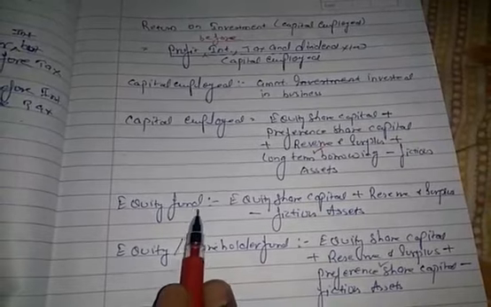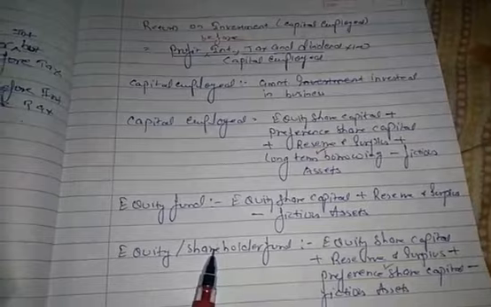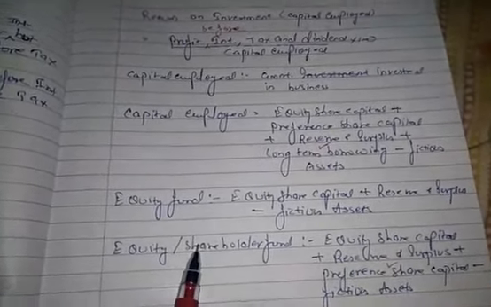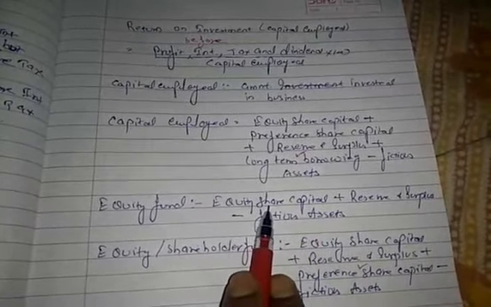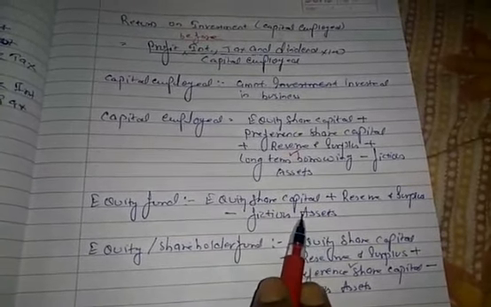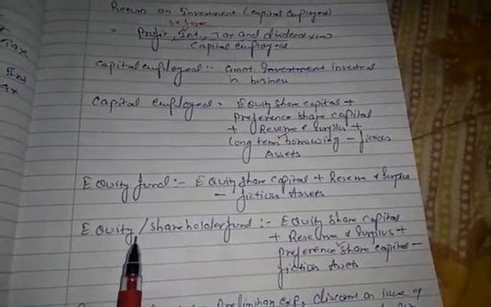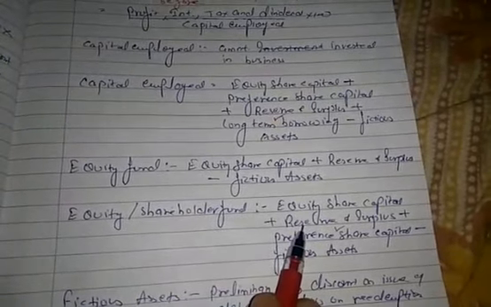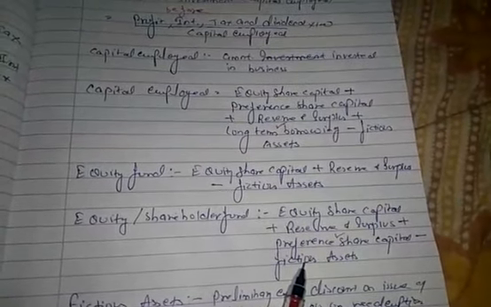What is equity fund? Equity fund and equity are both different. Equity is also known as shareholder fund, but equity fund and this one are different. How is it different? Equity fund is equal to equity share capital plus reserve and surplus minus fictitious asset. Here we are not taking the long-term borrowing and preference share capital. But in the equity or shareholder fund, we will take equity share capital plus reserve and surplus plus preference share capital minus fictitious asset.